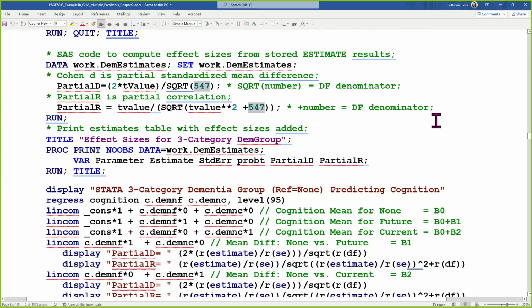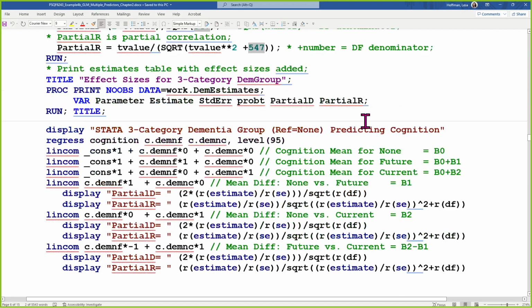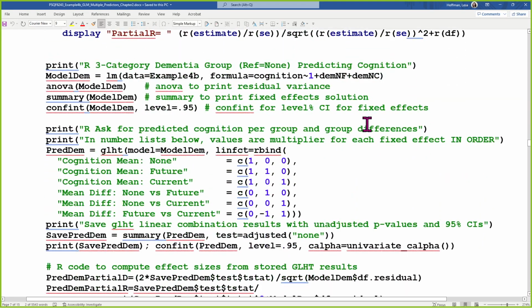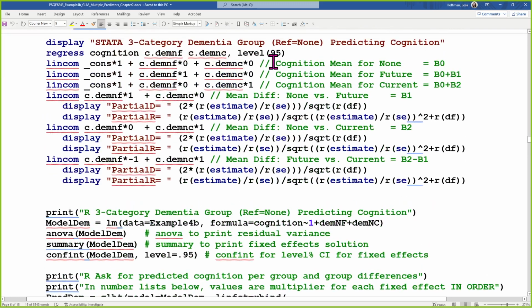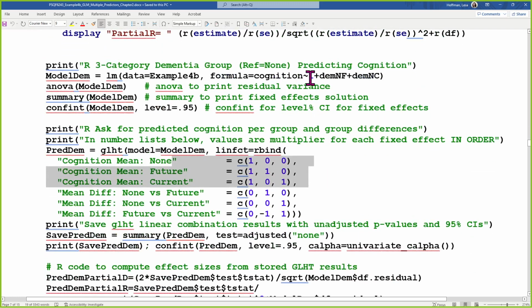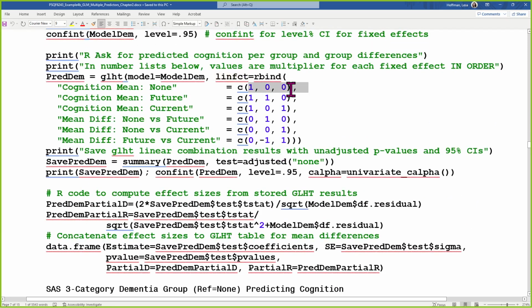And yes, there is a way to make it do it automatically, but it's not worth the extra work that it takes to do it. And in R, we've got the same stuff that we're used to seeing. So here's my model, cognition, squiggle 1 for the intercept plus my 2 slopes. And then I have my GLHT to get the predicted outcomes. So the combinations of 0s and 1s are exactly what they are in the other programs. And you just have to know the order in which you listed these corresponds to the order of the multipliers in these statements.